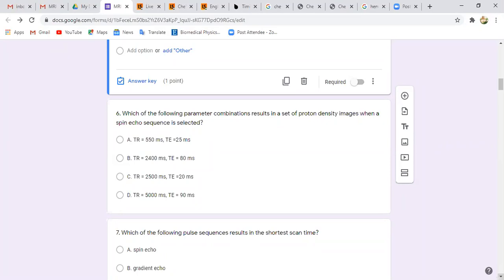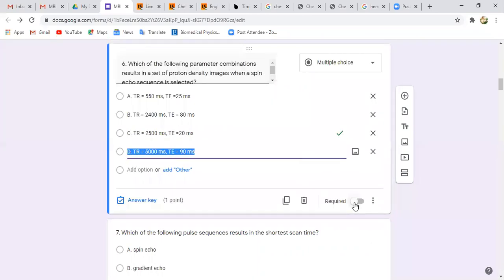Then the TE for T2 is long, in the neighborhood of 100 milliseconds, whereas T1 and proton density weighted images have a short TE, from around 10 to 20 milliseconds. So for this, it's clearly C. We clearly see 2500, which gives us a longer TR, and 20 milliseconds gives us a shorter TE.